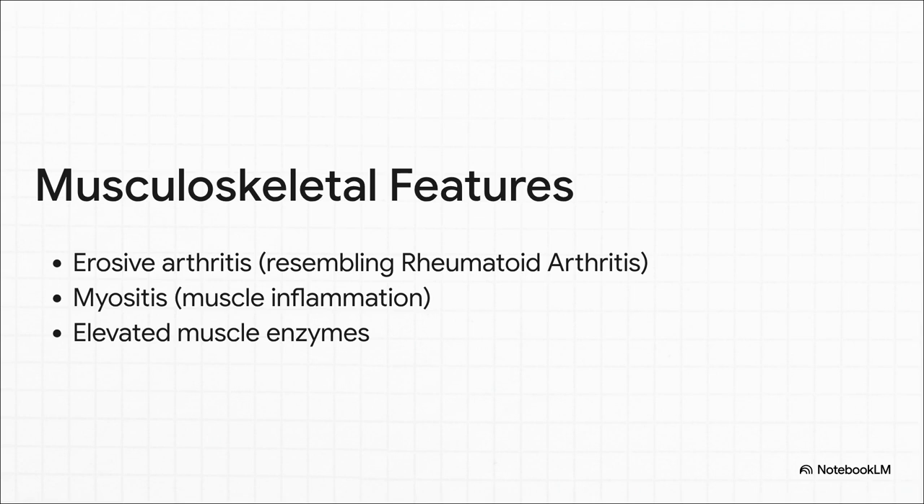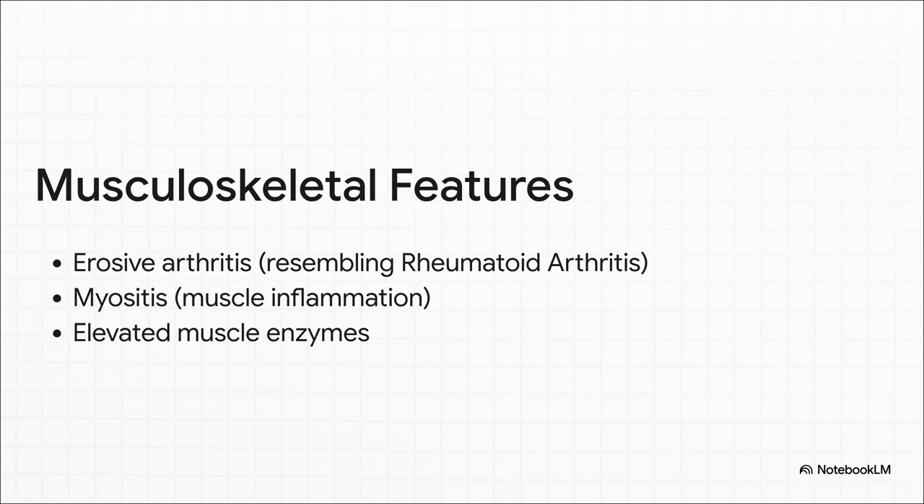And finally, we have to talk about the muscles and joints. The arthritis in MCTD can be surprisingly aggressive. Sometimes it can even cause damage to the joints, what we call erosions, that looks a lot like rheumatoid arthritis. The disease also borrows from polymyositis, causing muscle inflammation. And for a patient, this feels like a deep weakness in the muscles closest to the center of the body, making it tough to do simple things like comb your hair or lift your arms.